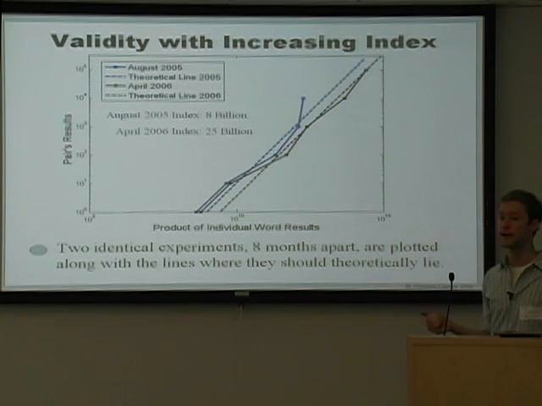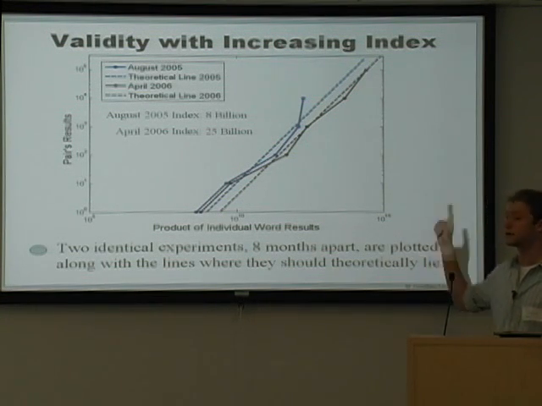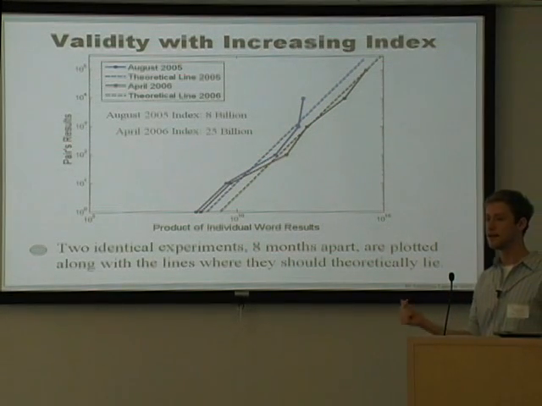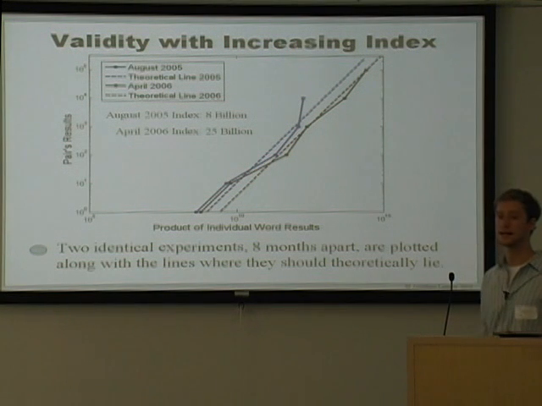One in August 2005, when the index was around 8 billion. And the other graph is from April 2006 with the same words, but then the Google index was known to be about 25 billion. And we see that the theoretical dashed lines match well, where the only difference was plugging in that known value for the index size.